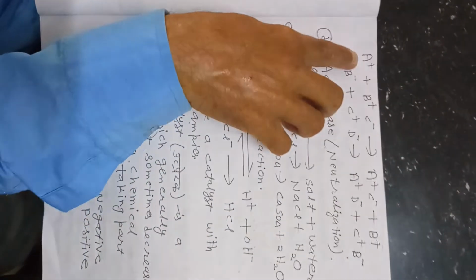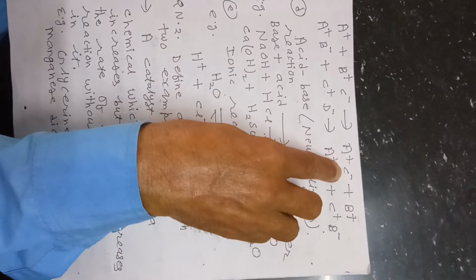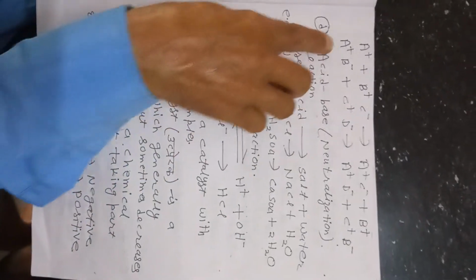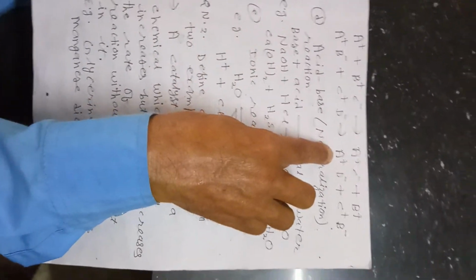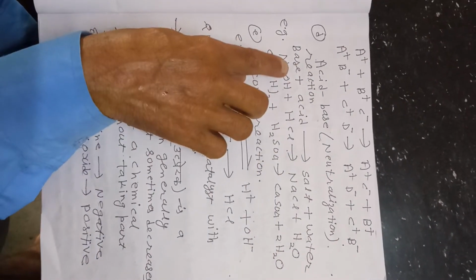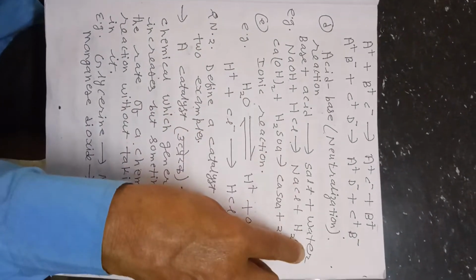Here, technique: A plus B plus C, A plus C minus plus B plus. That means positive and negative. AB plus CD gives AD plus CB. D. Acid base reaction or neutralization reaction. Technique: base plus acid gives salt plus water.